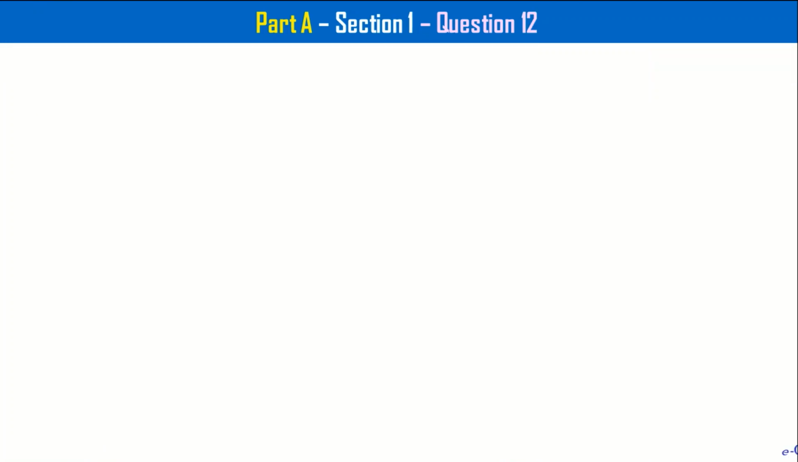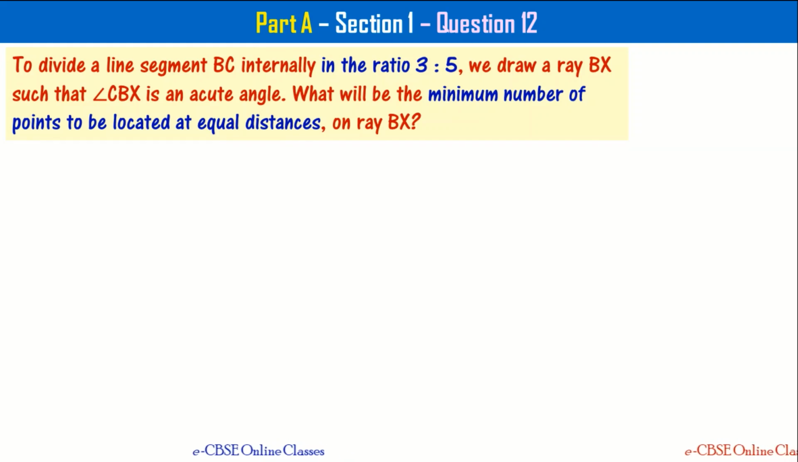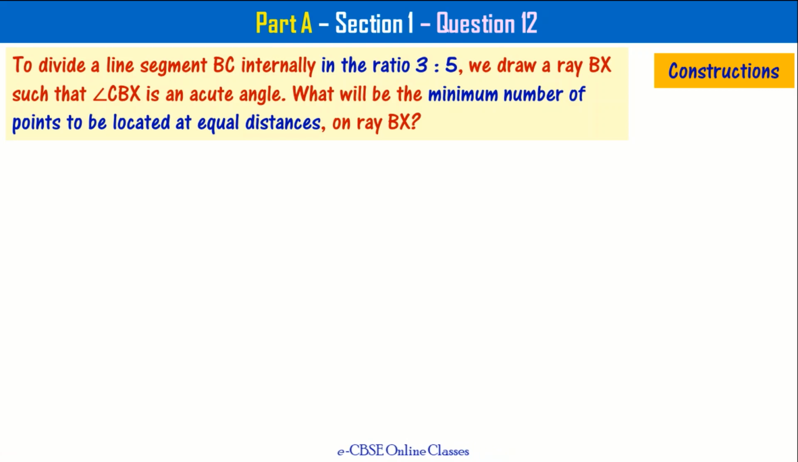Let's go to the next question. To divide a line segment BC internally in the ratio 3:5, we draw a ray BX such that angle CBX is an acute angle. What will be the minimum number of points to be located at equal distances on the ray BX is the question. It is from constructions chapter.